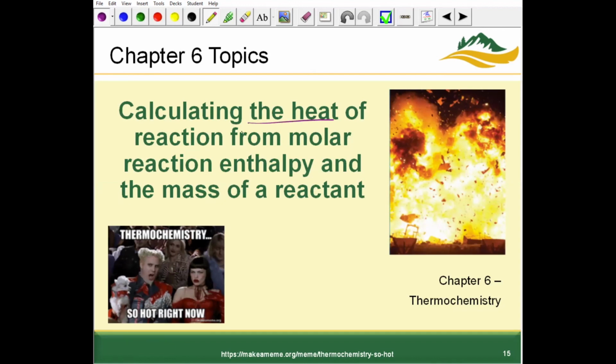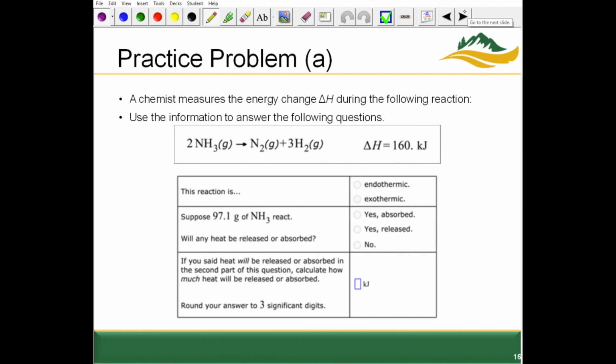So calculating the heat of reaction from molar reaction enthalpy and the mass of a reactant. To go into this topic, let's start solving this practice problem. A chemist measures the energy change, or the change in enthalpy, during the following reaction. Based on this information, we are going to decide, is it endothermic or exothermic? Big hint, we need to look at the sign of the change in enthalpy. Then we have this many grams of ammonia react. Would heat be released or absorbed? Then if the heat will be released, how much heat will be released, reported in kilojoules.